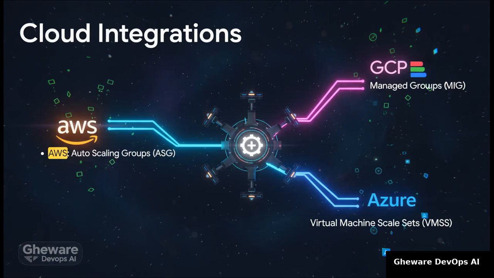And this isn't some kind of black magic. The Cluster Autoscaler is smart. It works by talking directly to your cloud provider's infrastructure. We're talking AWS autoscaling groups, Google's managed instance groups, or Azure's virtual machine scale sets. It just asks for more machines when you need them and gets rid of them when you don't.